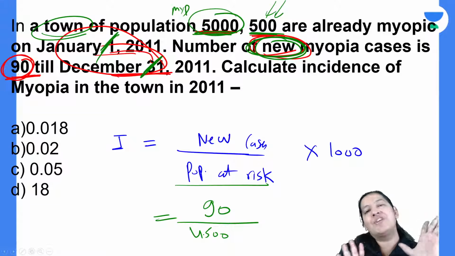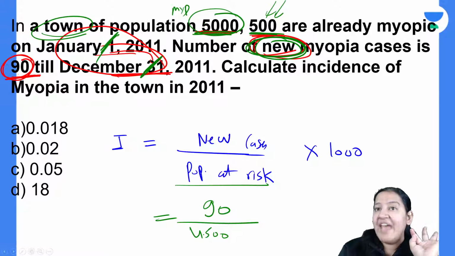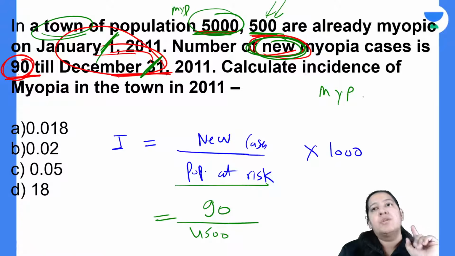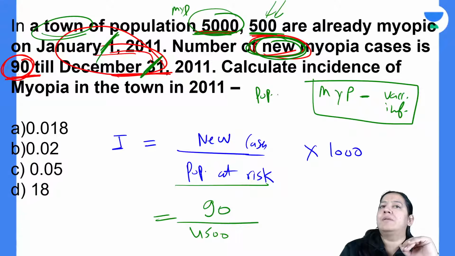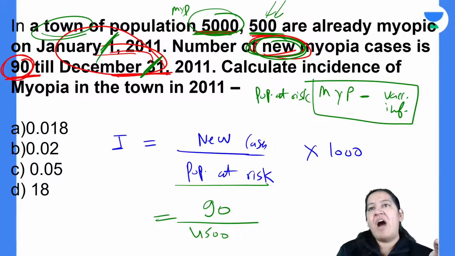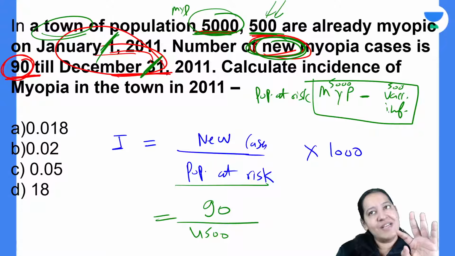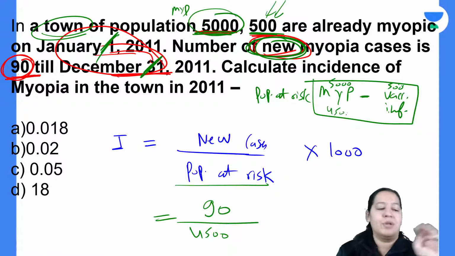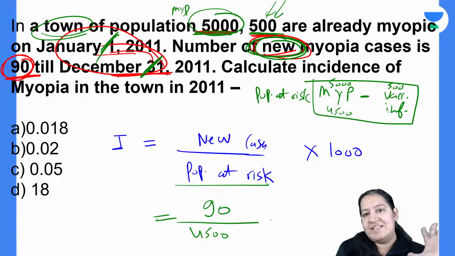So 4,500 is population at risk, because the ones who are vaccinated and the ones who are infected, we exclude these two from the mid-year population. So you exclude the vaccinated person and the infected person from mid-year population, and you get population at risk. Out of 5,000, 500 already have myopia, they will not have repeat myopia, right? So just exclude them. Population at risk is only 4,500. That was the clinch in the question, right? So Iram, not 500. You have to take 4,500 as the denominator into 1,000.